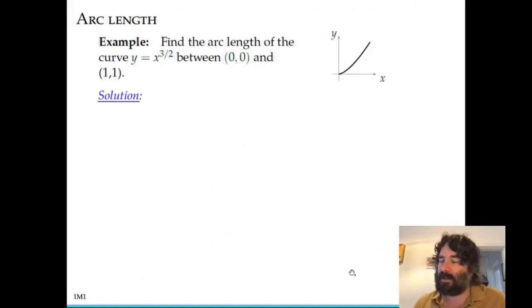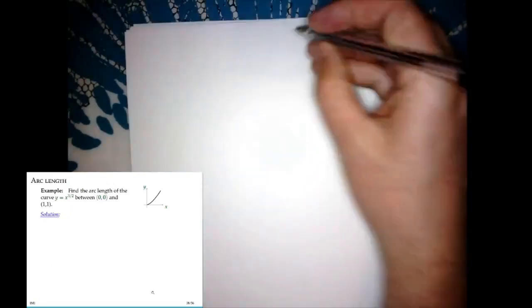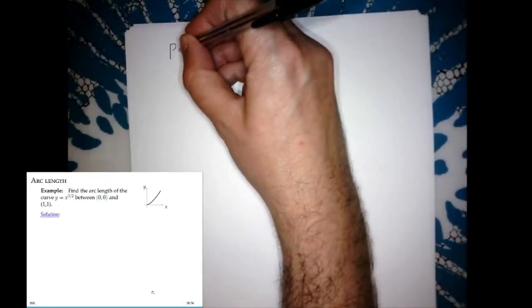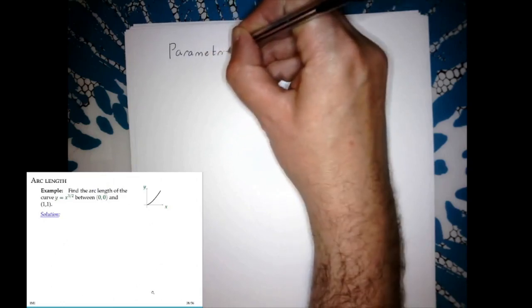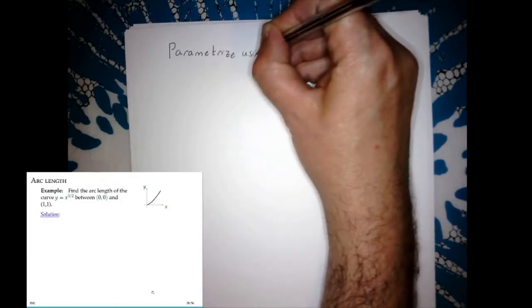Okay, let's look at an example and do this in a particular case. We'll find the arc length of this curve, which is given. We can use x as the parameter here because it has the form y equals a function of x. In this case, y equals x to the 3/2, where x goes between 0 and 1. All right, so the curve is shown there, and we can use x as the parameter. So we parameterize using x.